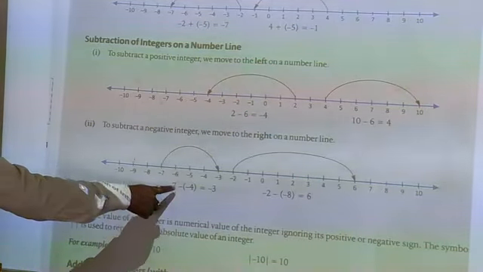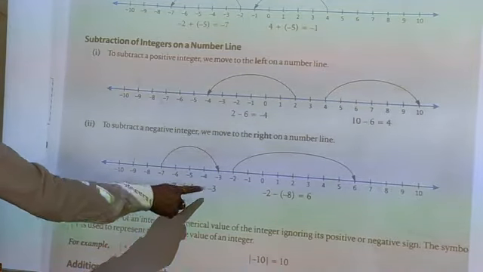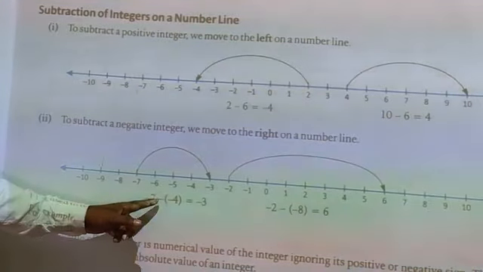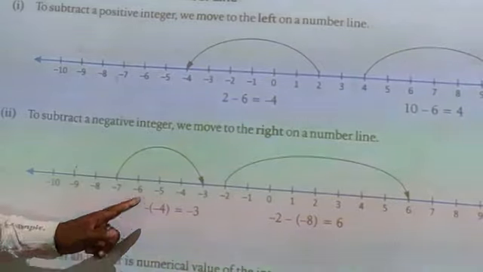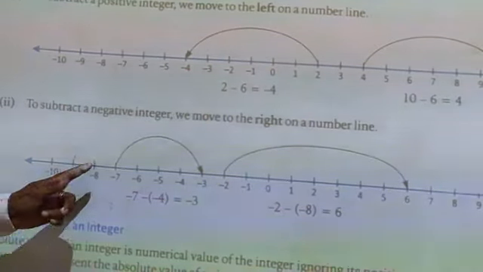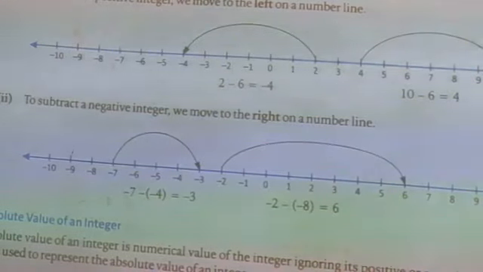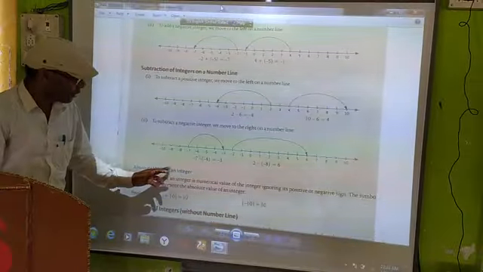-7 and -4. How much is it? -3. You know why? -7 minus into minus plus. It means 4. -7 plus 4 gives the result -3. So we have to move into the right side. Yes. Now here is the absolute value of an integer.